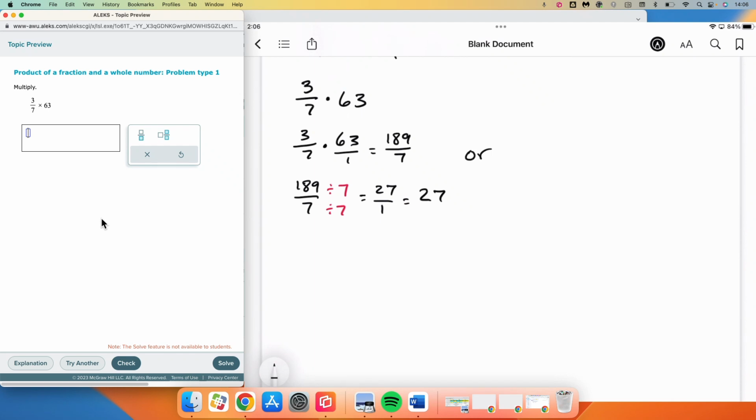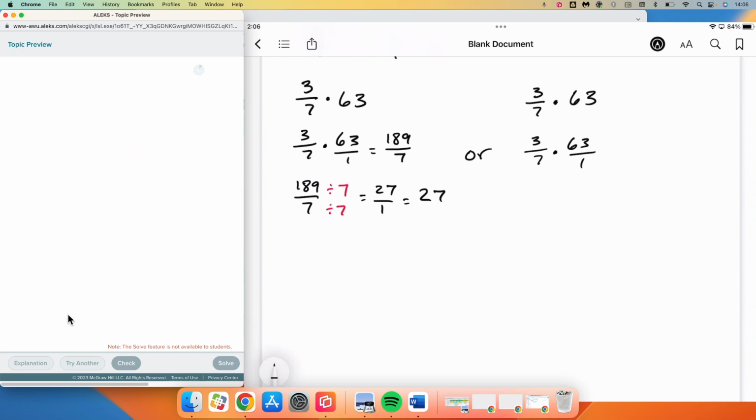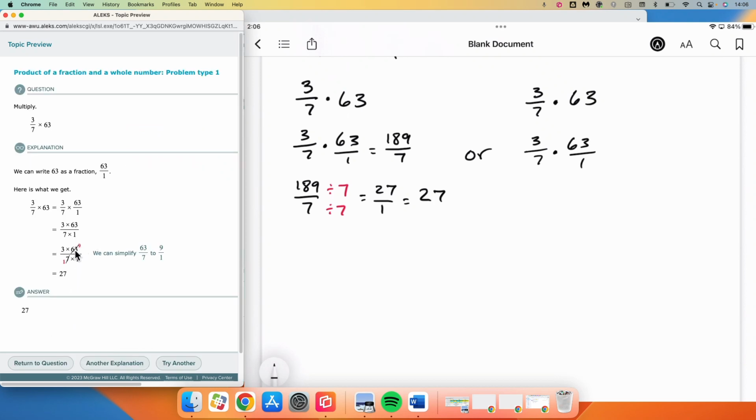The alternative method here, and the way that Alex is going to demonstrate it, is that they would start with 3 over 7 and then multiply by 63. And then say, okay, that's equivalent to 3 over 7 times 63 over 1. And then they do this funky cross-canceling thing where they say, hey, look, 63 and 7 are both divisible by 7, so we're going to divide by 7 inside the problem. We divide 63 by 7, turn it into a 9, divide 7 by 7, turn it into a 1.